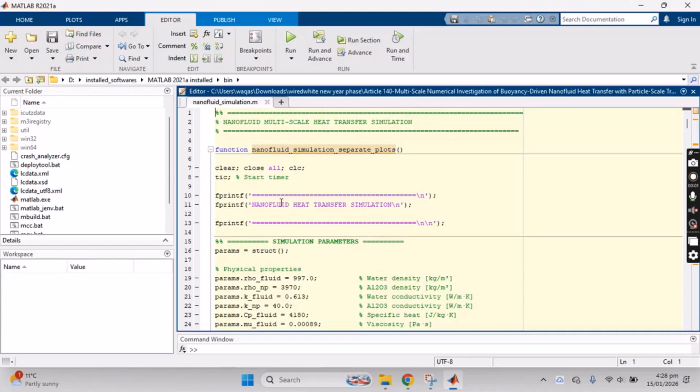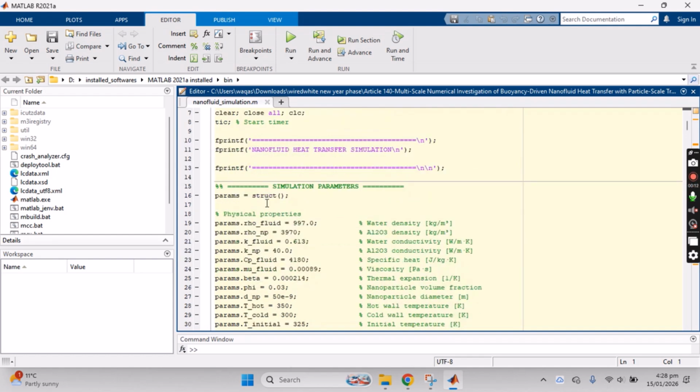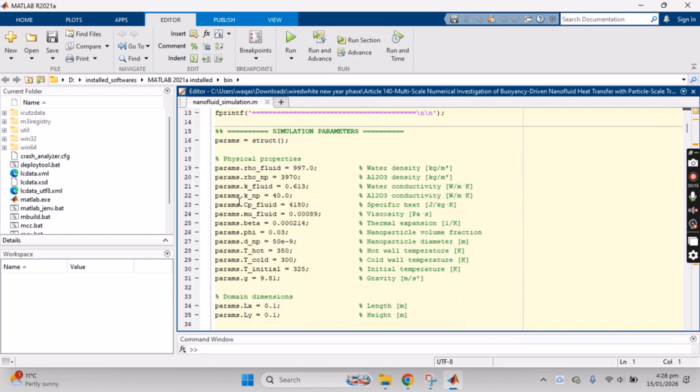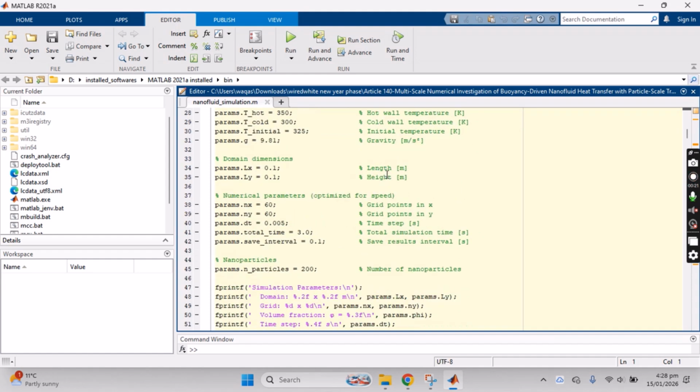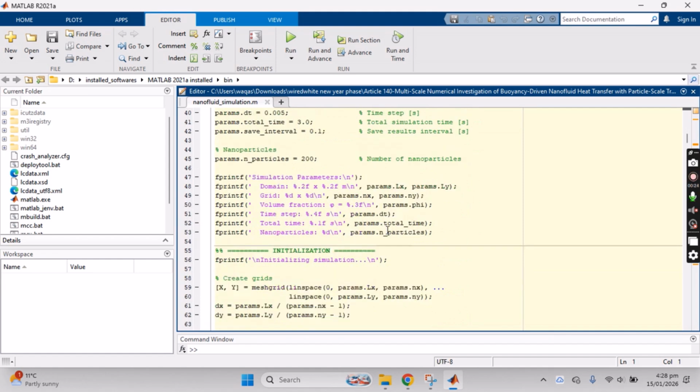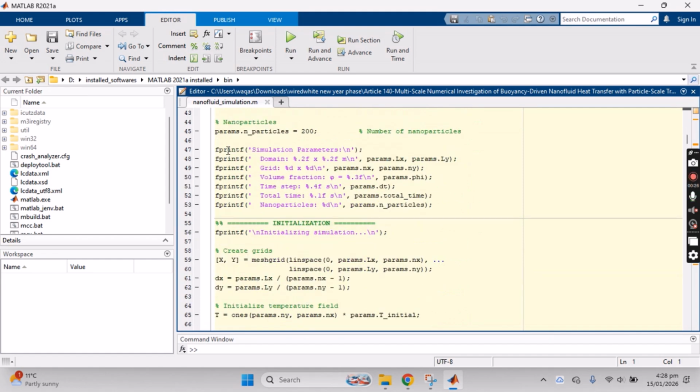These are the MATLAB code. Let me explain to you what I have done. And this is a function of nanofluid simulation separated plots. These are the commands to display. And next one is simulation parameters. These are the parameters defined here according to different comments. All the comments are added like length, height, grid points, x, y, z. These are the fprintf, the printer of the number of nanoparticles according to the simulation parameters.